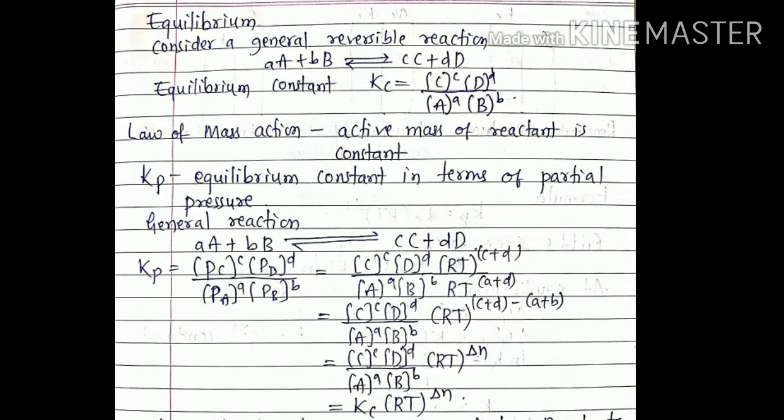Consider a general reversible reaction where aA plus bB gives cC plus dD. The equilibrium constant Kc, that is the equilibrium constant in terms of concentration, is [C]^c [D]^d divided by [A]^a [B]^b, where the square bracket represents the concentration of that particular species. Law of mass action: the active mass of a reactant is constant.